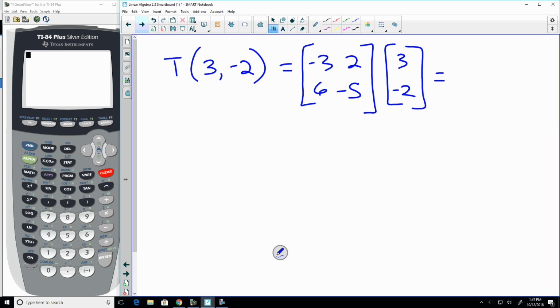So we'll get a vector. So this is -9, -4, -13. This is 18 plus 10, 28. So -13, 28.